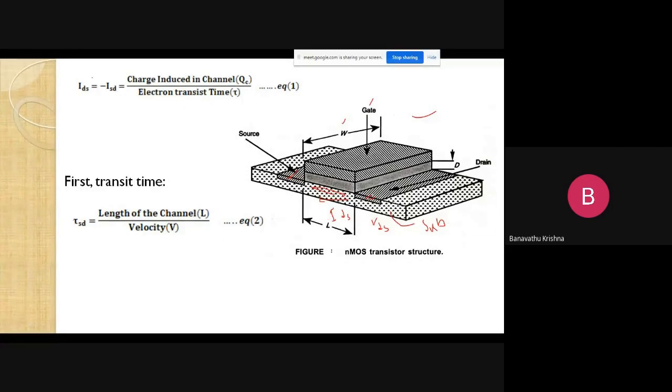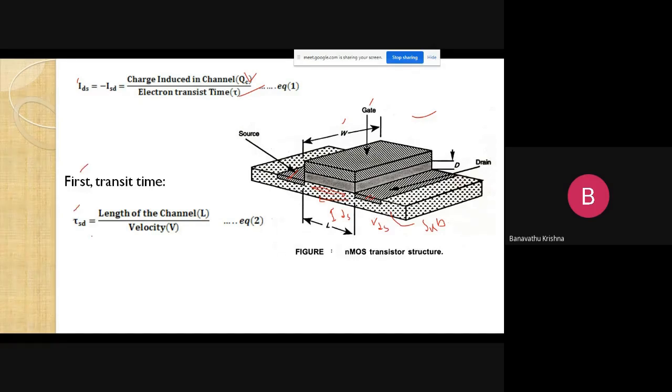So this is the equation here: IDS equal to minus IST equal to the charge induced in the channel, represented with QC, divided by the electron transit time, denoted with tau. Firstly, we want to discuss the denominator part here, that is the transit time.